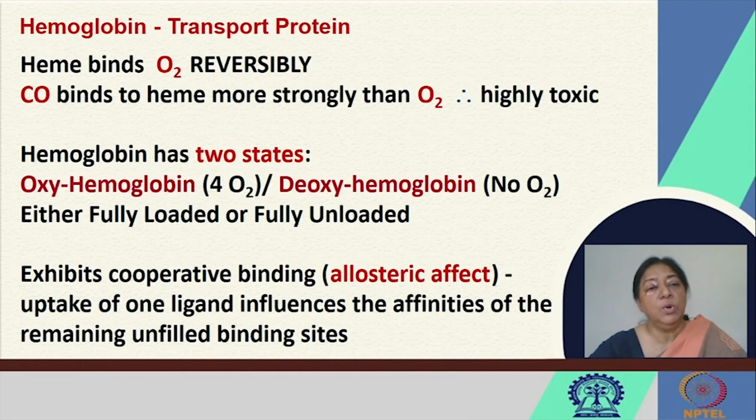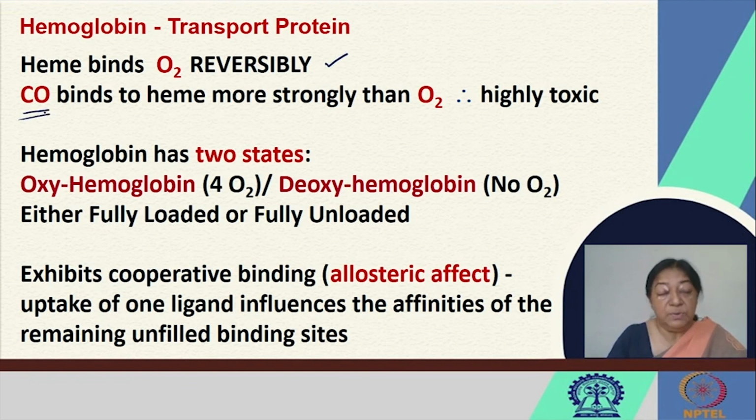So we looked at hemoglobin as a transport protein. We found that it binds oxygen reversibly. We will be looking at an example where we will show carbon monoxide binding to hemoglobin and see how and why it is highly toxic. Hemoglobin has two states, an oxyhemoglobin state and a deoxyhemoglobin state, where it is either fully loaded with oxygen in the four subunits or fully unloaded.